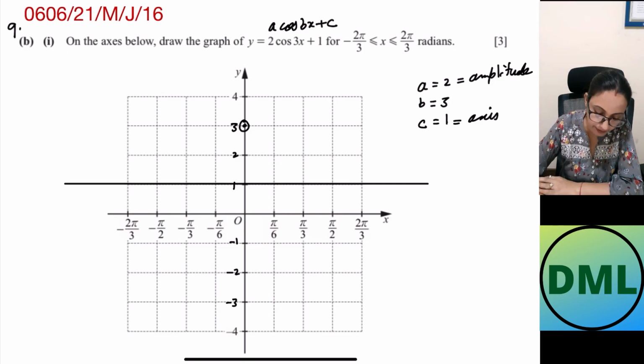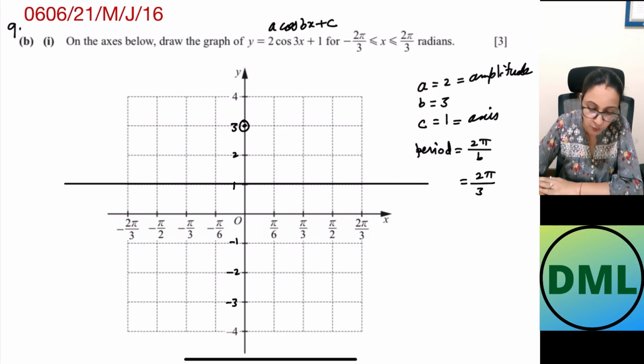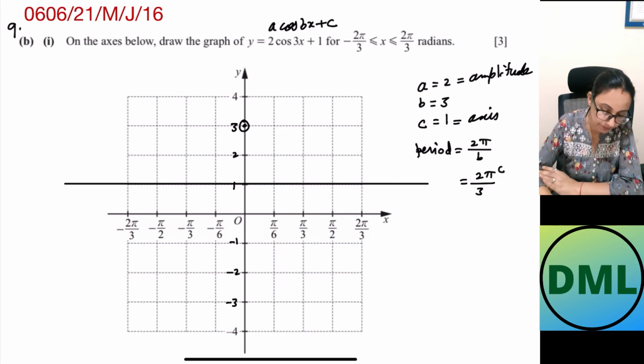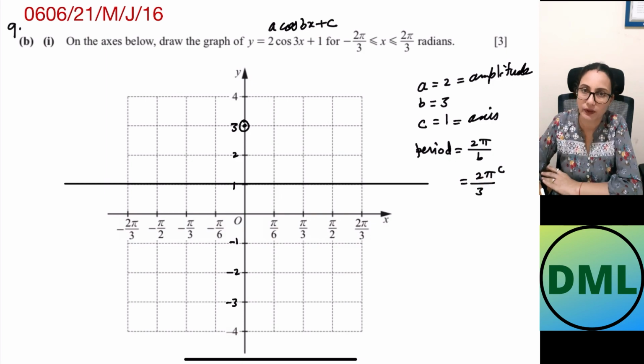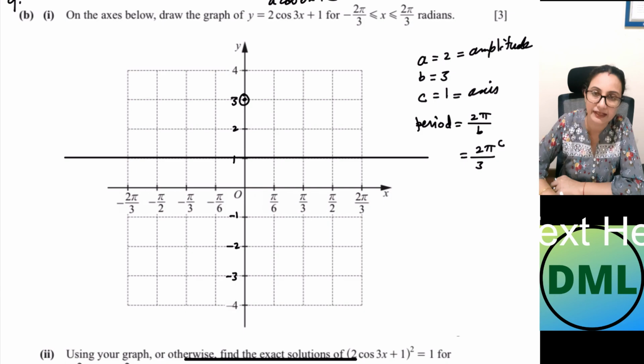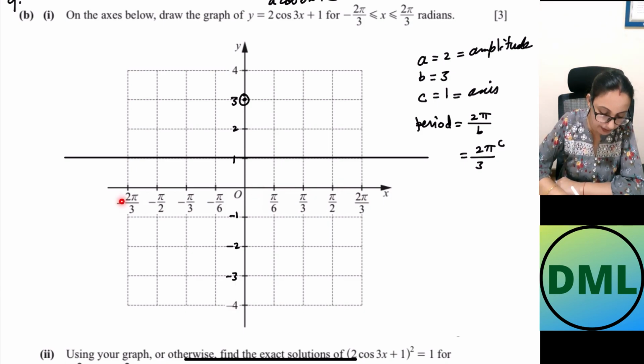To find out the period here, period will be given by 2 pi by b. The b value is 3. So my period is 2 pi by 3 radian. They have given us the graph from 0 to 2 pi by 3 and 0 to minus 2 pi by 3. So 2 pi by 3 must be divided into 4 equal parts. 2 pi by 3 has been divided into 4 equal parts, 1, 2, 3 and 4 parts. Similarly, minus 2 pi by 3 also has been divided into 4 equal parts, 1, 2, 3 and 4.